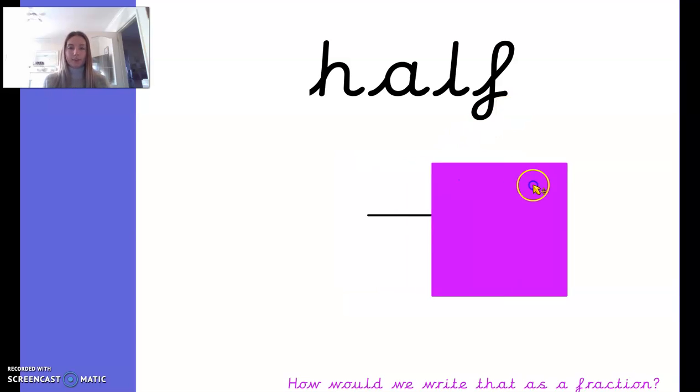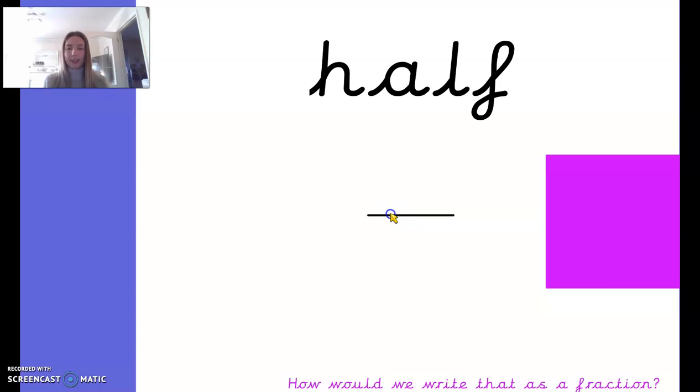So I'm just going to uncover this square here, and I've got a funny line here. Has anybody got any ideas how we might write this as a fraction if it's showing half? Now some of you might not be sure because you might not have seen this before, and that's okay. If we're going to write a half as a fraction, we put 2 on the bottom, because if something is in half, it means it's got two equal parts, and then we put a 1 on the top.